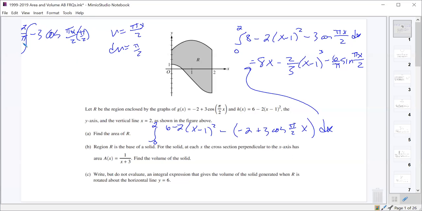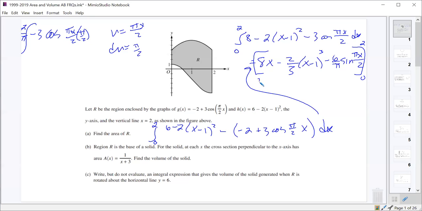Does that make sense to everyone? So that's how you get 2 over pi, and then that just becomes minus 3 cosine u, which just becomes minus 3 sine u, but you have the 2 over pi. Cool. And then we evaluate from 0 to 2.